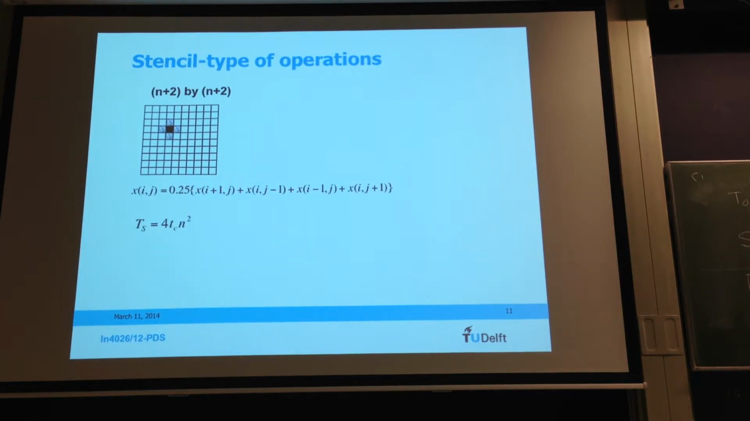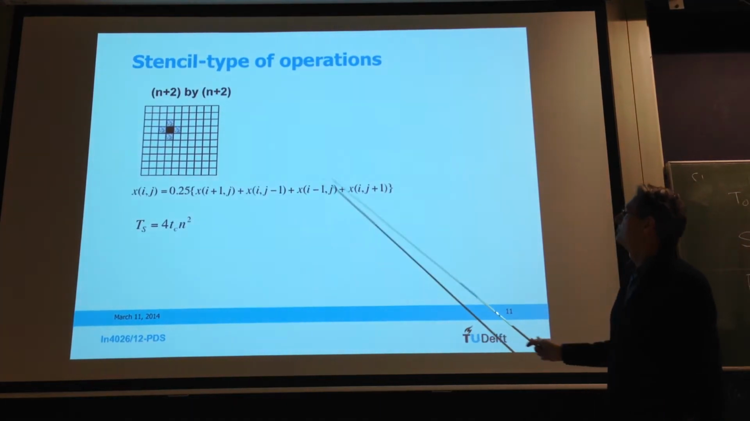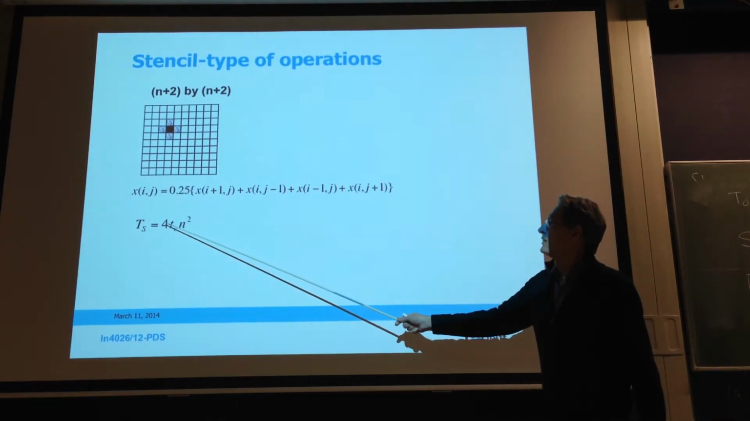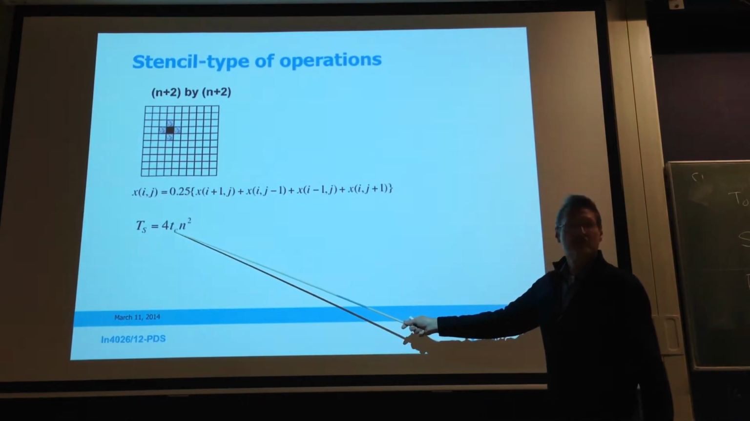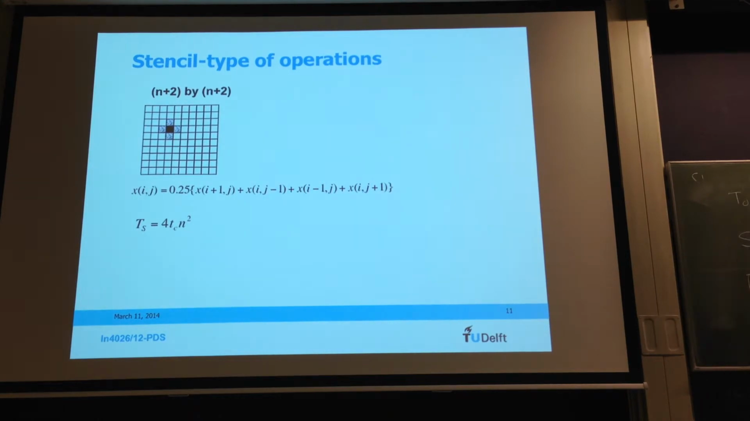Okay, it's easy to see that the sequential execution time is 4 operations, 1 plus 2 plus 3 plus and a multiplication. So there are 4 operations which take time tc times n squared, if we do that in one processor. Okay, so that's the sequential execution time.